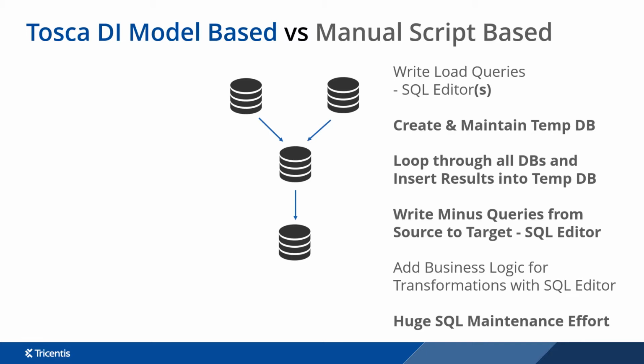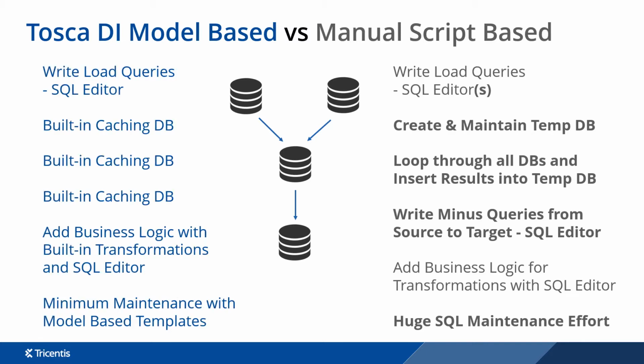So what we're really recommending here is to use a more model-based approach, and this is what Tosca DI provides. You would still start off writing the queries in a SQL editor. This is built into the tool, so we can connect to all the different databases wherever they live, using one editor to actually create the queries. We have a built-in caching database, so it covers a number of these steps and you don't have to worry about temporary tables or looping through data, anything like that, or even writing minus queries.